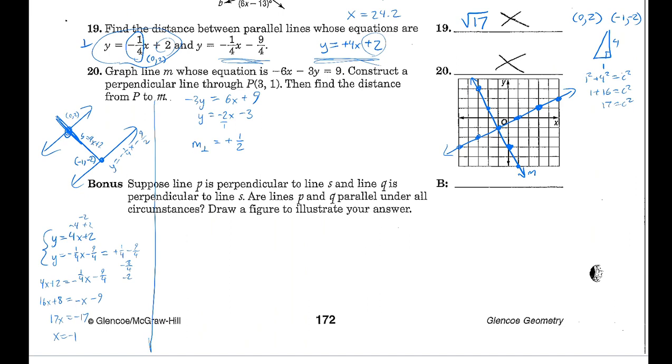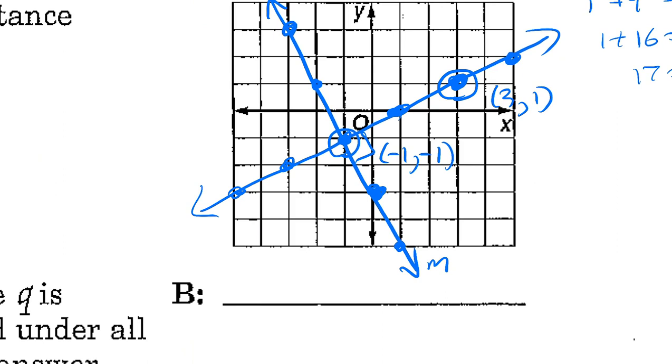And find the distance from P to M. So I'm finding the distance from P, 3, 1, to the line M. That's just perpendicular straight at it. So that's just the distance between this point, negative 1, negative 1, and that point, 3, 1. And so I'm just going to use the Pythagorean theorem and say, well, I went up 2, and I went over 1, 2, 3, 4. So that's just a right triangle.